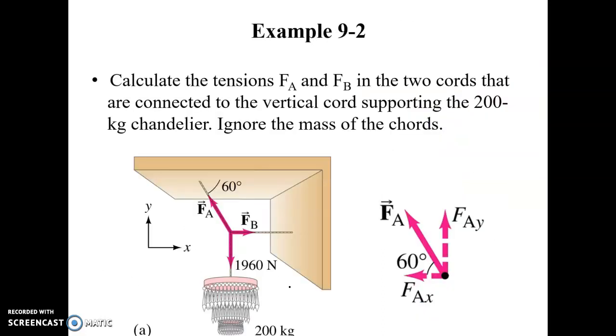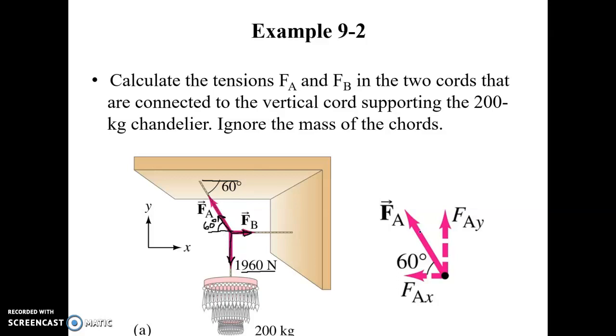For instance, let's look at this particular example here, where we have the chandelier that has a weight of 1,960 newtons. That weight is acting straight down because that's the way gravity works. It pulls things straight down. We have FB, the force in the rope that's holding it to the right, and the force in this diagonal rope, force A, that's acting up and to the left. It makes a 60-degree angle with the horizontal, which means that that angle right there is also 60 degrees.